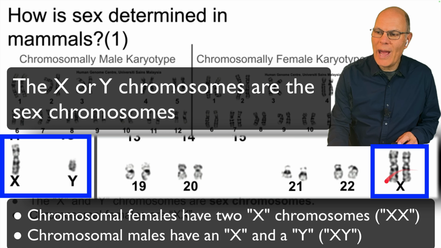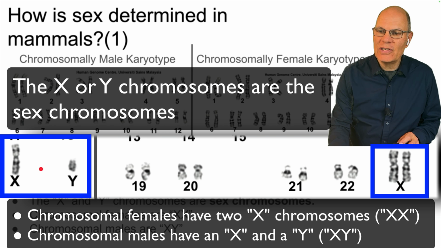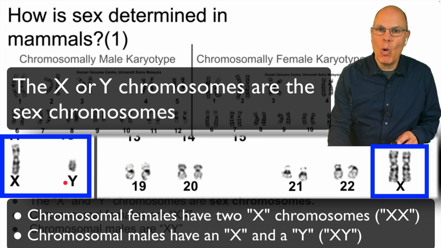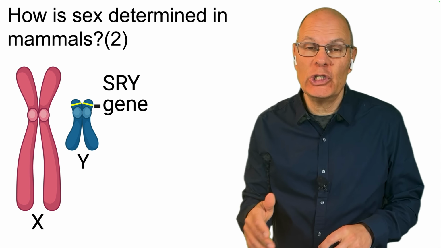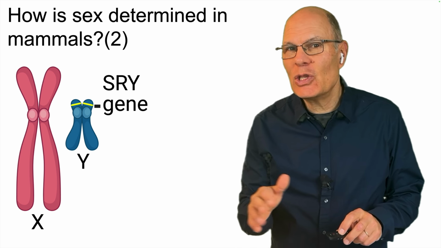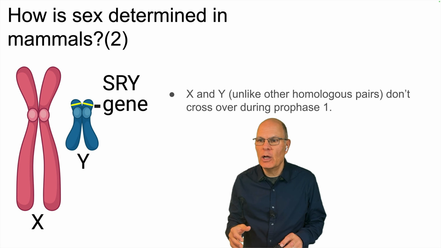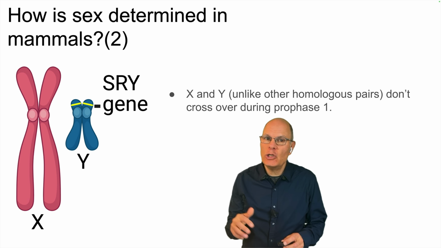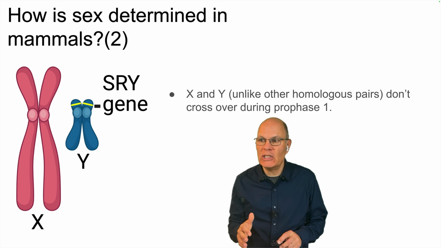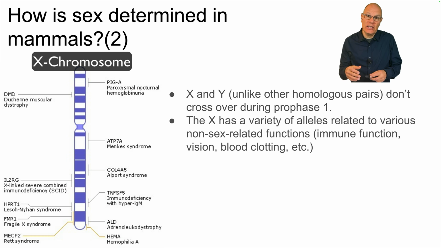Females have 2 X chromosomes. Males have an X chromosome and a Y chromosome. Unlike the autosomes, chromosome pairs 1 through 22 in humans, the X and the Y are quite different from one another. For one thing, unlike those homologous pairs, they don't cross over and swap pieces of DNA. The X is a normal chromosome. It has a variety of alleles related to various non-sex-relating functions. That includes immune function, vision, blood clotting, and so on.